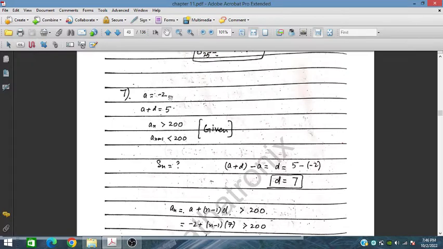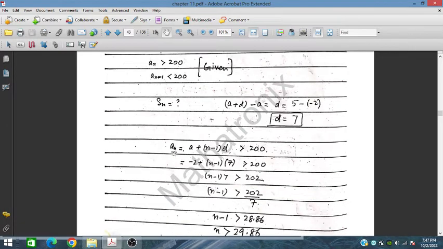So we have A is equal to -2, A plus D is 5. This is given, and An is greater than 200, while the (N minus 1)th term is less than 200. Because the nth term is the only term that is greater than 200, this is the given information. So we can use this information to obtain this An value. So A plus D minus A is the difference, which is 7, because this is -2 and this is 5. The difference between these is 7. So D is 7. So placing the value of D as 7 we can obtain An as this in this expression.